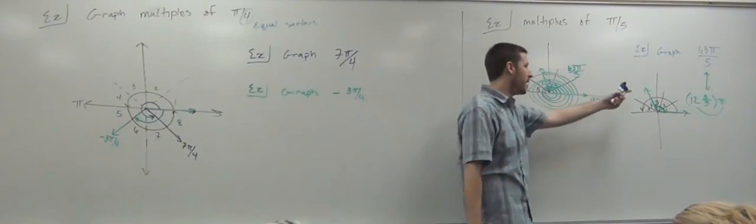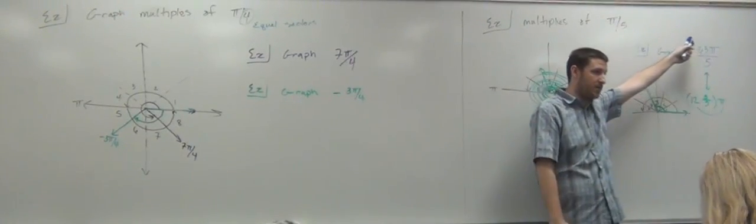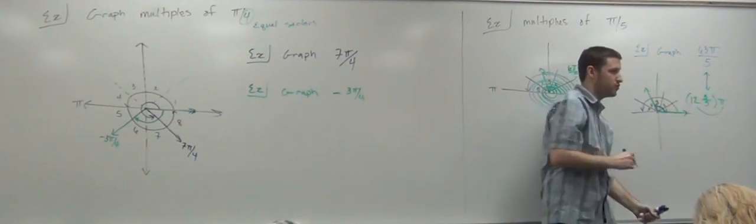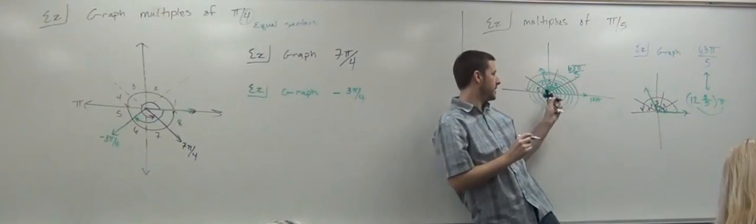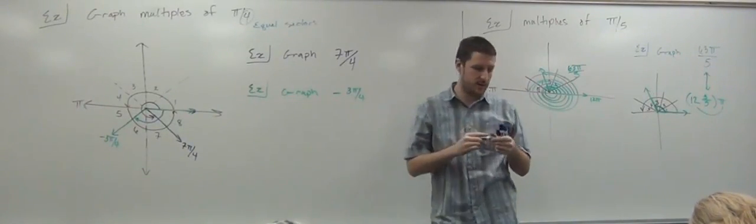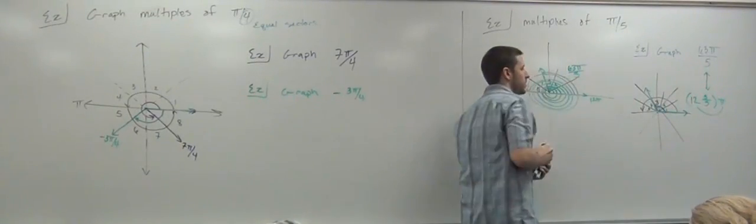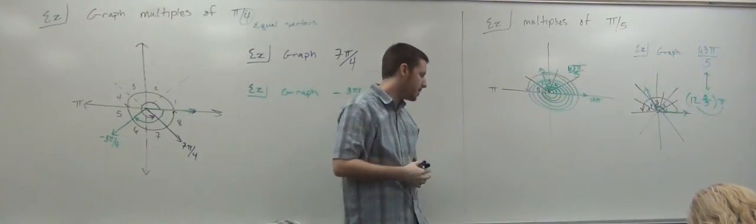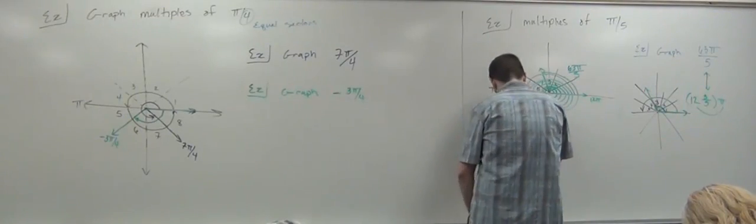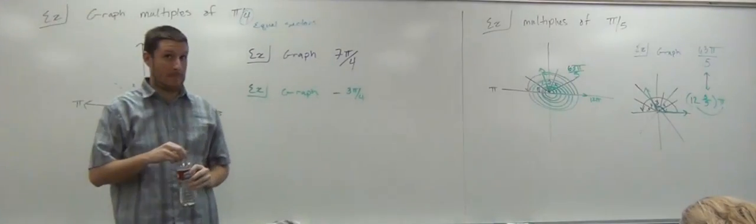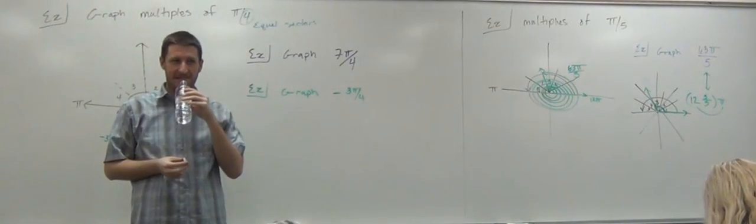I understand that 3 pi over 5 is related to 63 pi over 5, but that is not what I want. I want you to do your 6 revolutions and then go 3 pi over 5. So this is not 63 pi over 5. It's a good start, but it's not. So that's graphing in radians.